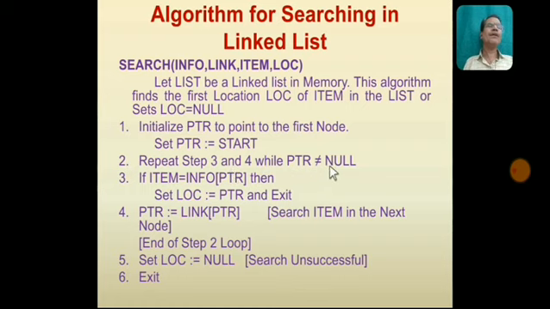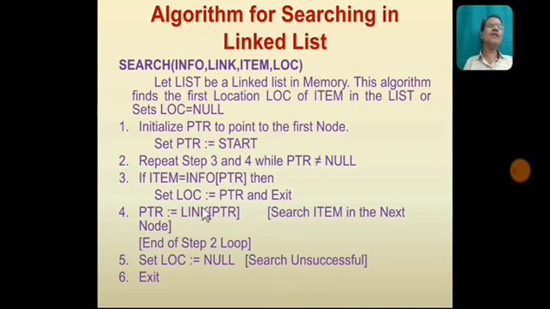Now we will compare the information in each node one by one until ptr is equal to null. If atom is equal to info of ptr, meaning if atom is present in the current node, then we will set loc is equal to ptr, meaning we have found the element and we will exit, we will terminate the algorithm. But if the atom is not present in the current node, we will set ptr is equal to link of ptr, that is, we will update the pointer variable, that is, search atom in the next node.